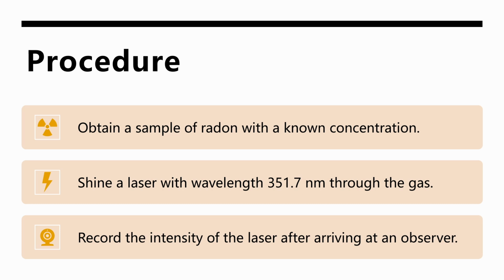And then you shine a laser with wavelength 351.7 nanometers through the radon gas. The reason this wavelength is chosen is because it's an absorption line of radon, and therefore it is going to be absorbed only by the radon and not by any of its decay products. And then finally, you record the intensity of the laser after arriving at the observer.